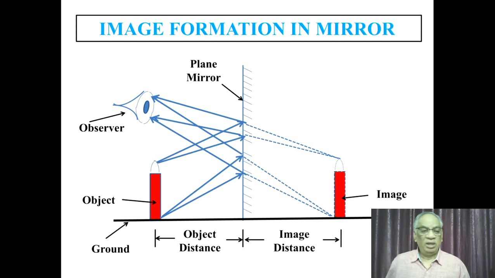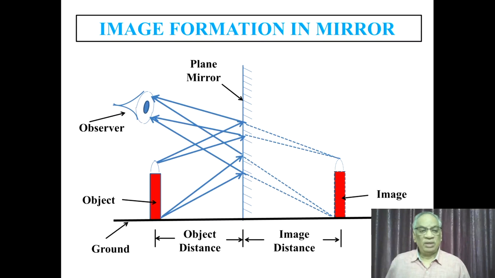From the bottom of the object, light rays travel and are reflected back to the observer, observing the image. Similarly, from the top portion of the object also, two light rays travel, and they are also reflected back, following the laws of reflection, to the observer's eye.